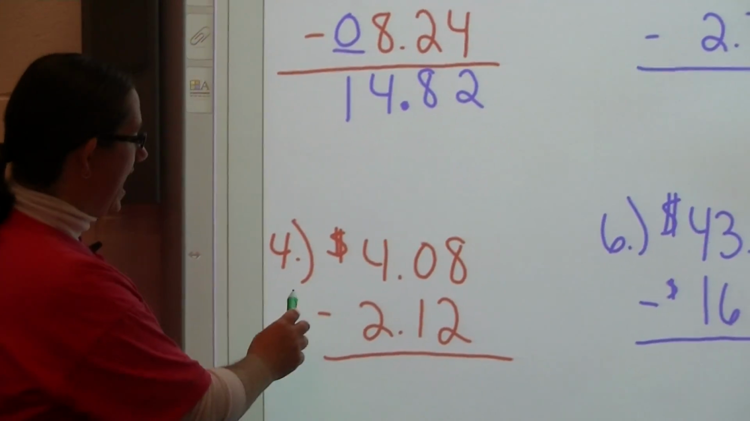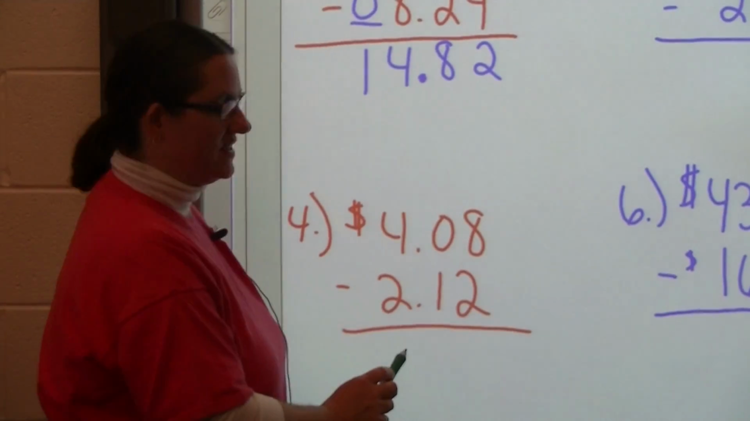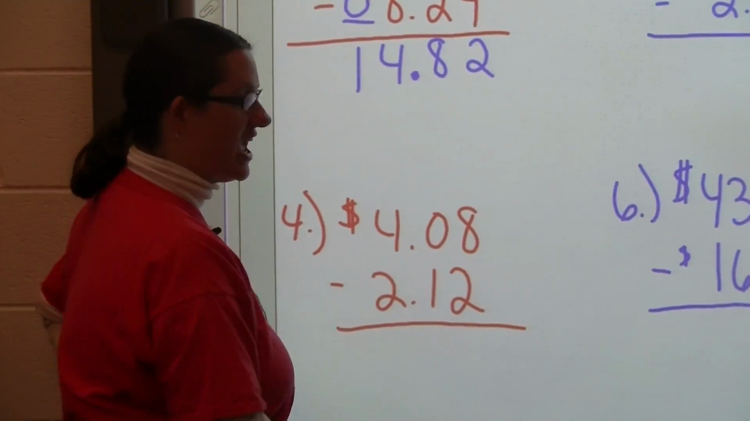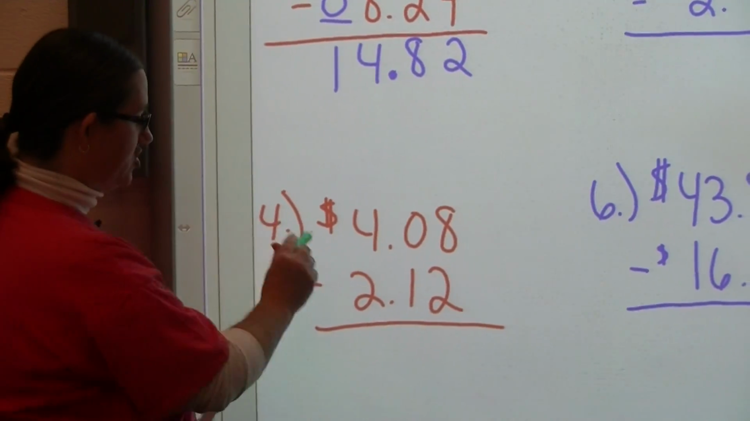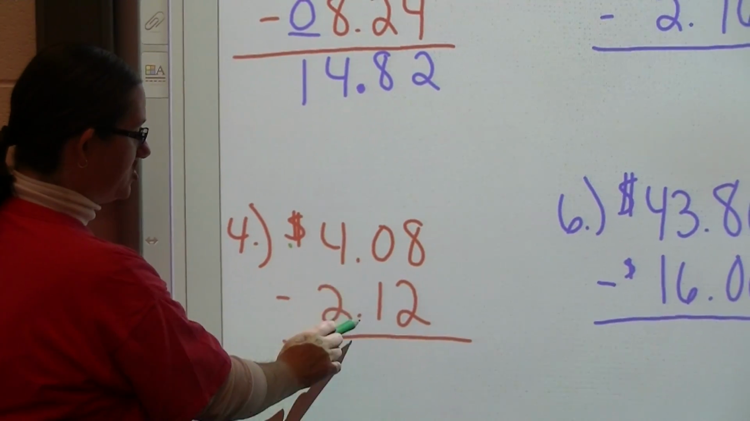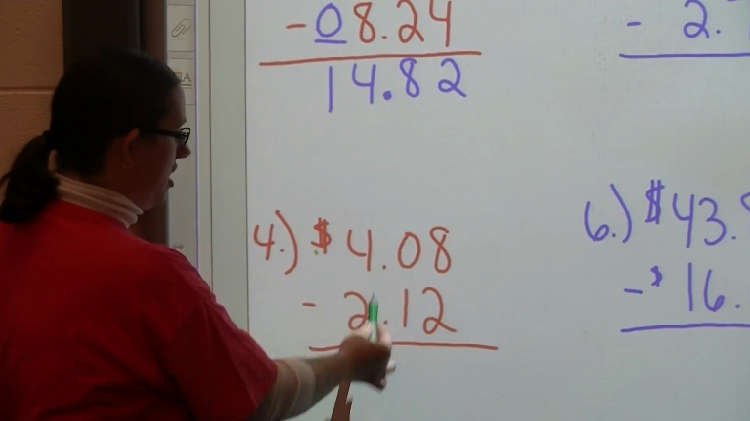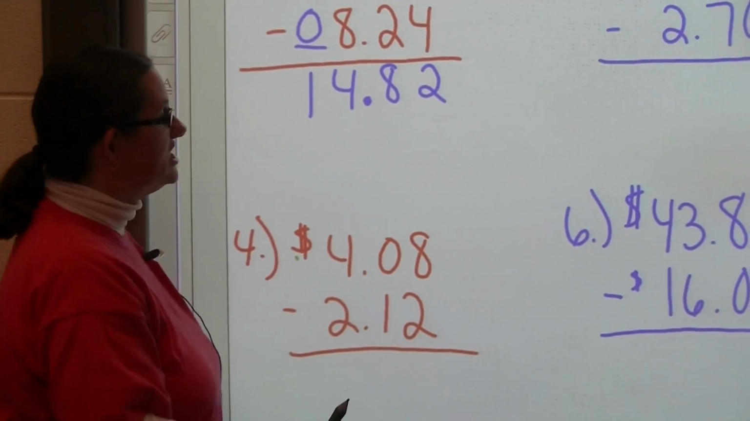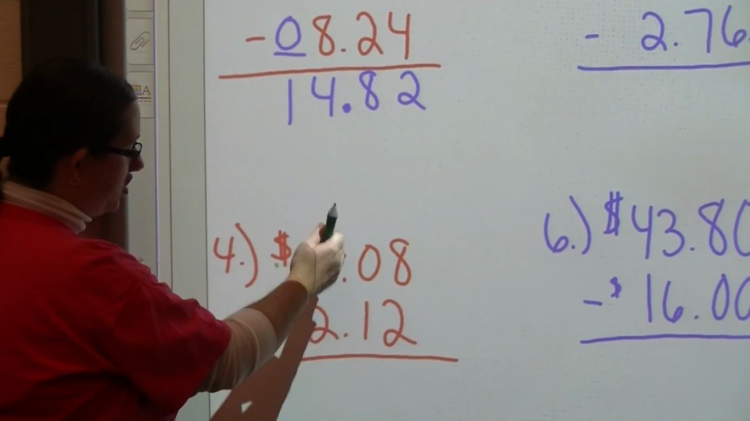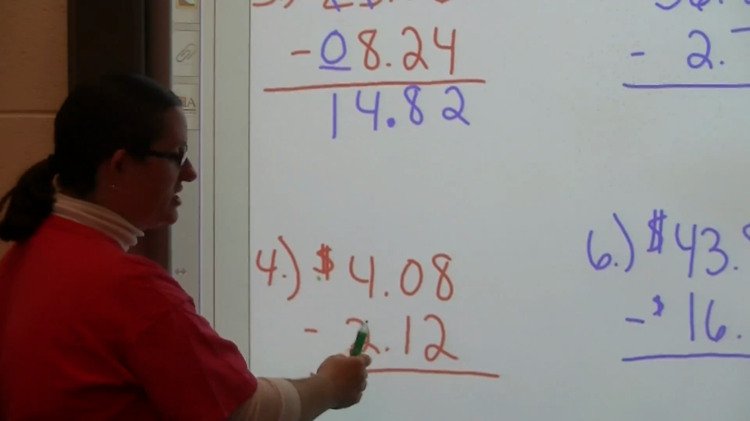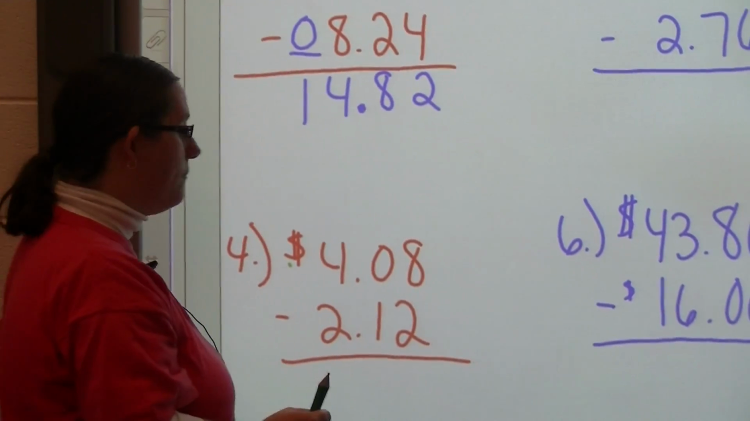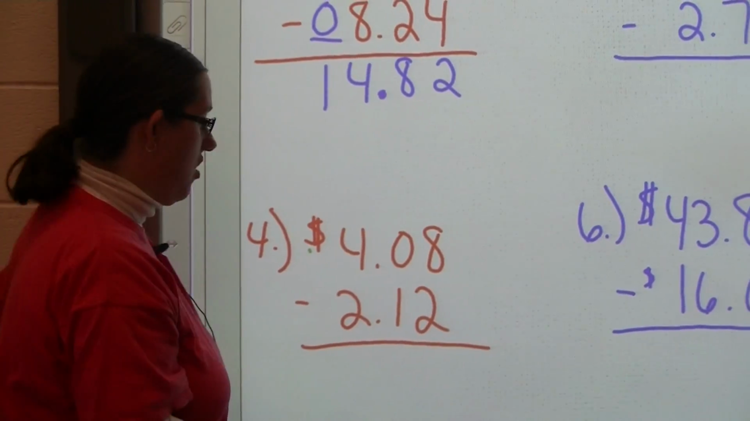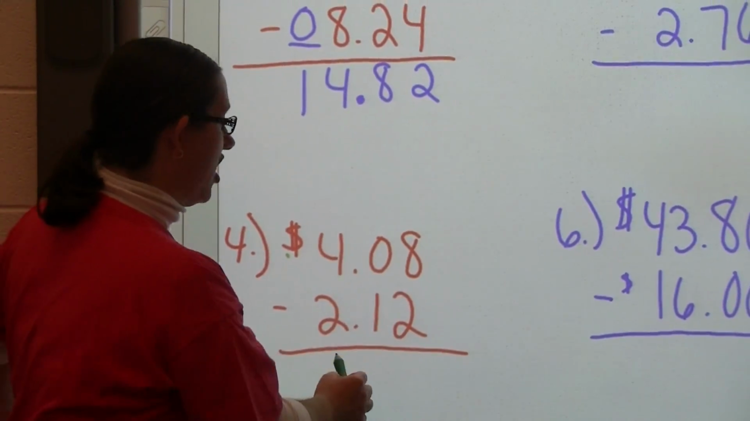Okay, 5th grade, guided practice number 4. We have money this time again. $4.08, take away $2.12. Again, make sure you have your dollar sign, make sure you have your decimals. Make sure your numbers are lined up according to place value. 5th grade, at this point, if you're struggling with trying to have all your numbers lined up and keep those decimal points in there, try turning your notebook paper sideways and use the columns that are already there on your paper. Okay, let's start all the way again to the right.